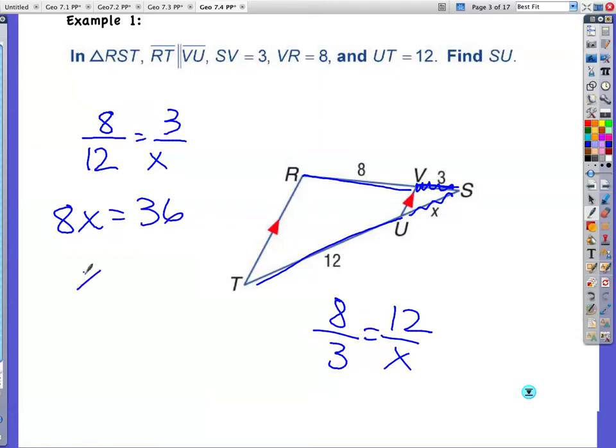Okay, so then divide both sides by 8. 8 times 4 is 32. We have 4 left over out of 8 parts, so that's 4.5. So X is equal to 4.5, which is the distance from S to U.